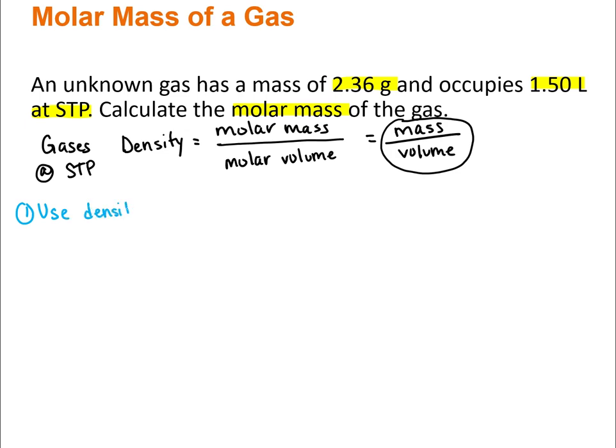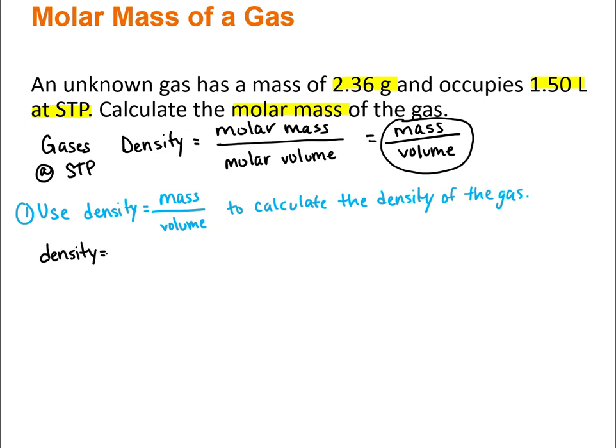Use density equal to mass divided by volume to calculate the density of the gas. So let's do that. The mass we're given in the problem is 2.36 grams. The volume is 1.50 liters. When you divide, we're going to keep a lot of digits here because we're not ready yet for sig figs. This is the density of our gas.